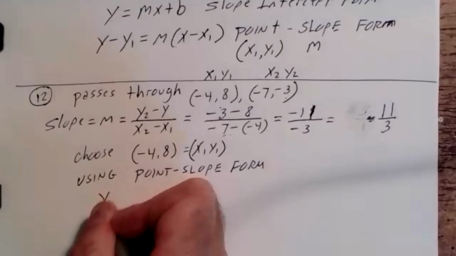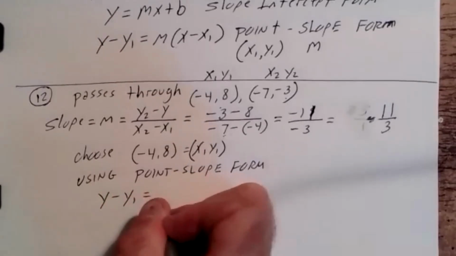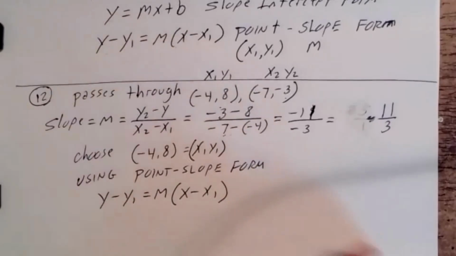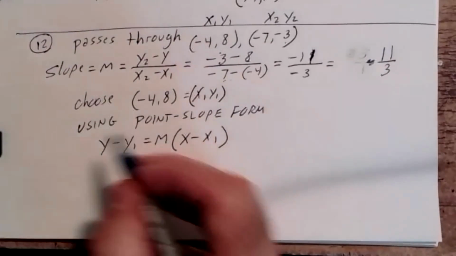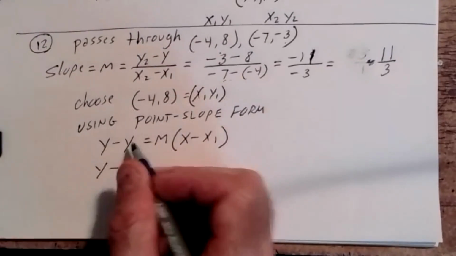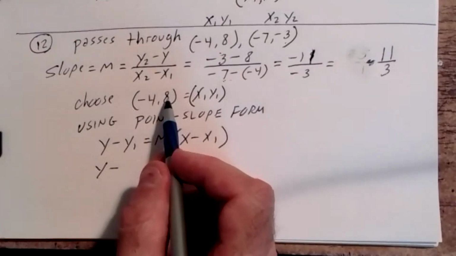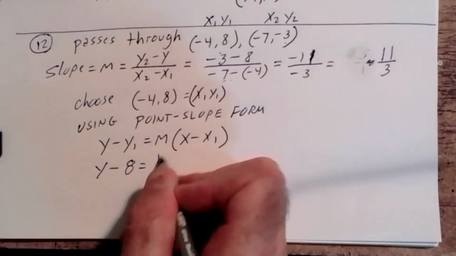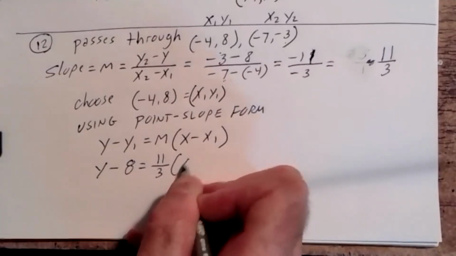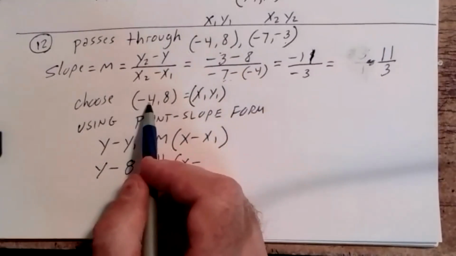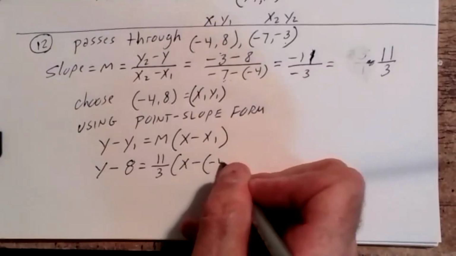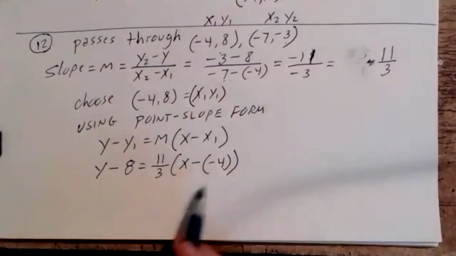So therefore, we got y minus y1 is equal to your slope times quantity x minus x1. Now we put things into the point slope form. Y minus y sub 1 is positive 8. The slope we found was 11/3 times x minus x sub 1, which is going to be the x coordinate of the point I chose, which is -4. And you have the equation of this line.